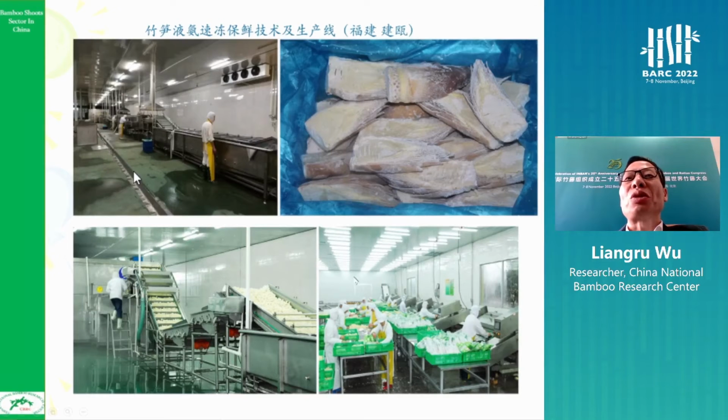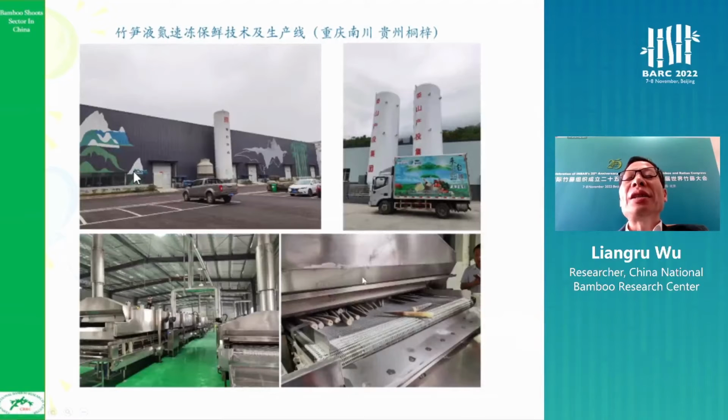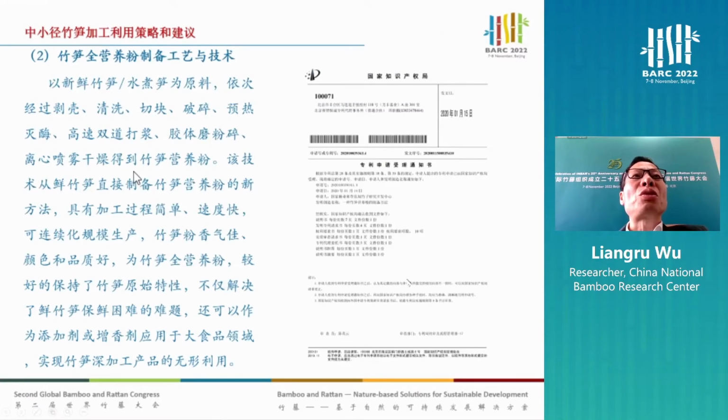And this is in Jian'ou, Fujian. We have liquid ammonia and also liquid nitrogen for fresh-keeping production. We also have frozen production lines in Nanchuan, Chongqing and Tongzi, Guizhou.